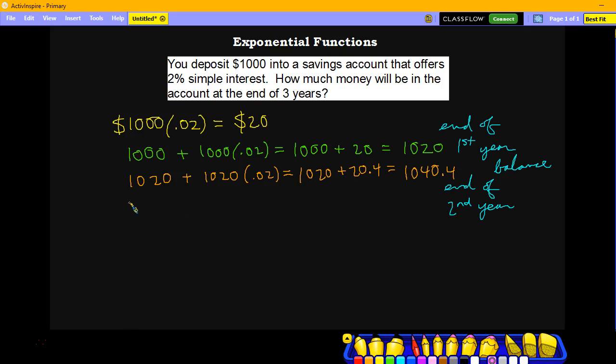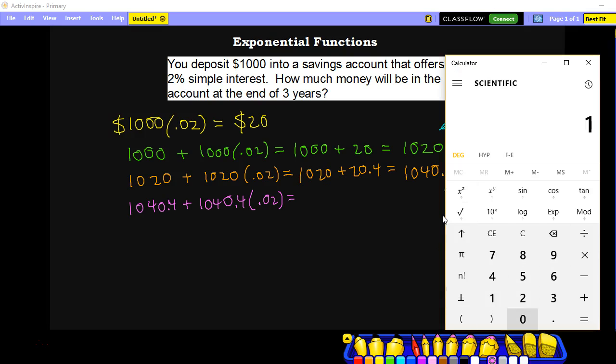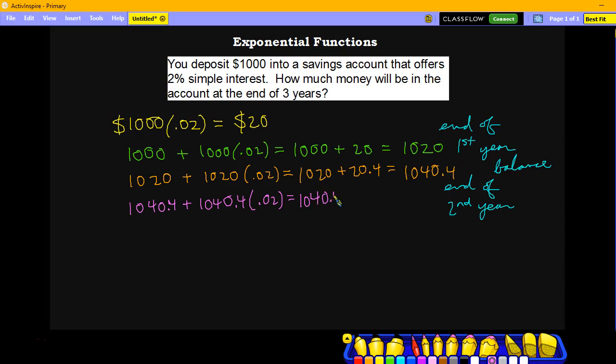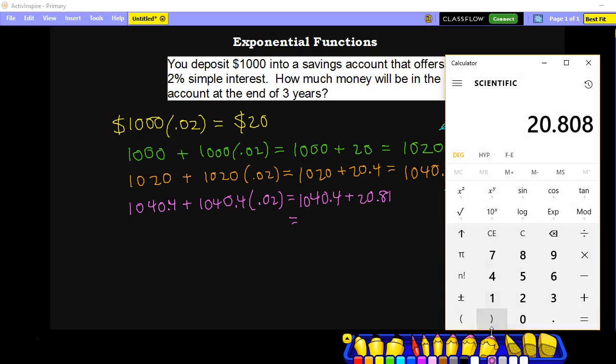And then finally, let's see what happens if we want to find the amount that will be in the account at the end of 3 years. So we take the 1040.4, of course, plus 1040.4 times 0.02. Let's see what that is on the calculator. 1040.4 times 0.02 equals $20, and let's round it to 81 cents. So $20.81, and I'll go ahead and write that down. Plus $20.81, and let's use the calculator to double check and see what that is. Plus 1040.4 equals 1061.21.